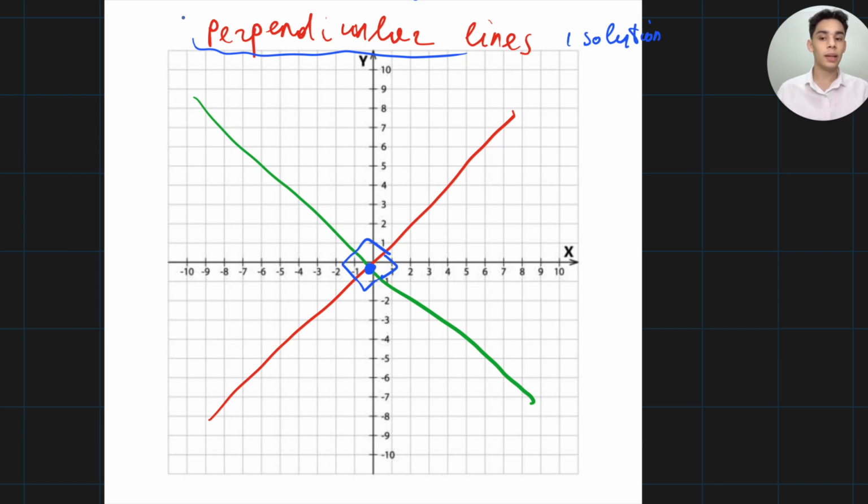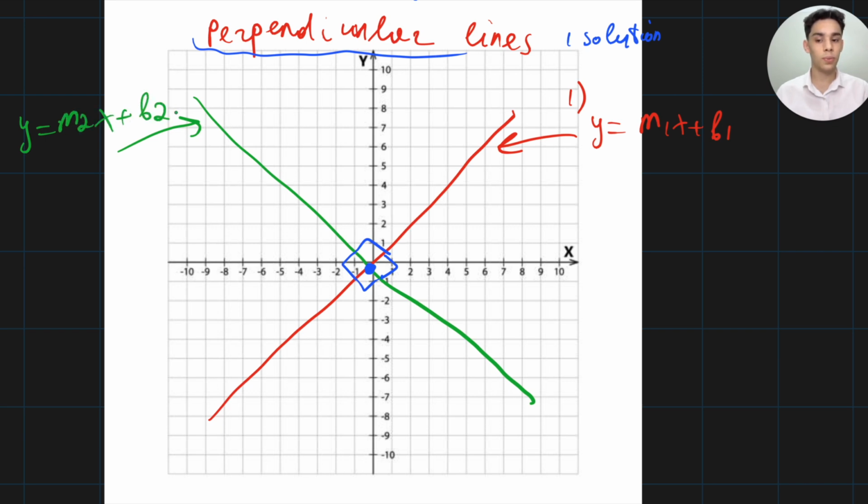Now, let me again write equation formulas. Let's say that this red line has y equals m1x plus b1. Great. This is our first equation. And let's say that our green line has y equals to m2x plus b2. In this case, we have one rule only. m1, our slope 1, multiplied by m2, which is our second slope, must equal to -1, always.